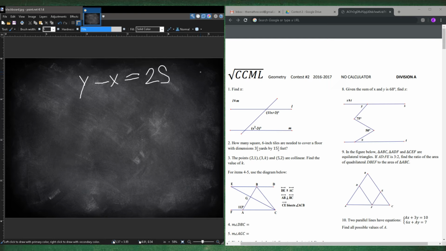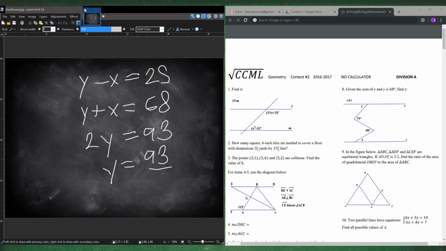And we have number 8, where the first sentence gives us that the sum of x plus y, actually let's put y plus x, is easier to think about. Y plus x is equal to 68. So you add them together, you get 2y, and that gets 93. So y is equal to 93 over 2.